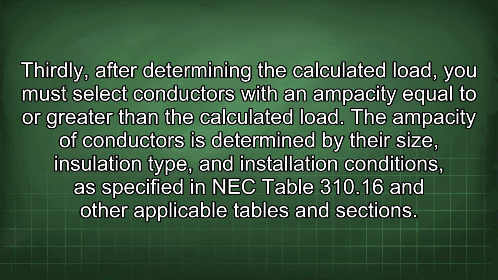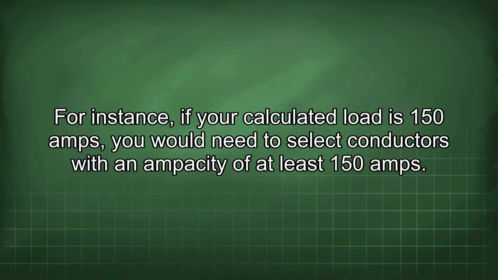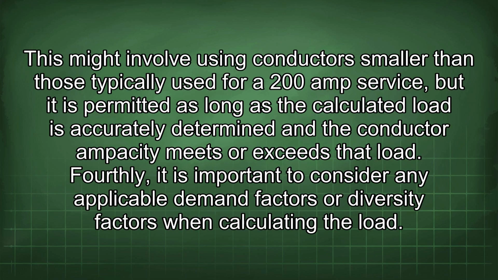Thirdly, after determining the calculated load, you must select conductors with an ampacity equal to or greater than the calculated load. The ampacity of conductors is determined by their size, insulation type, and installation conditions, as specified in NEC Table 310.16 and other applicable tables and sections. For instance, if your calculated load is 150 amps, you would need to select conductors with an ampacity of at least 150 amps. This might involve using conductors smaller than those typically used for a 200 amp service, but it is permitted as long as the calculated load is accurately determined and the conductor ampacity meets or exceeds that load.